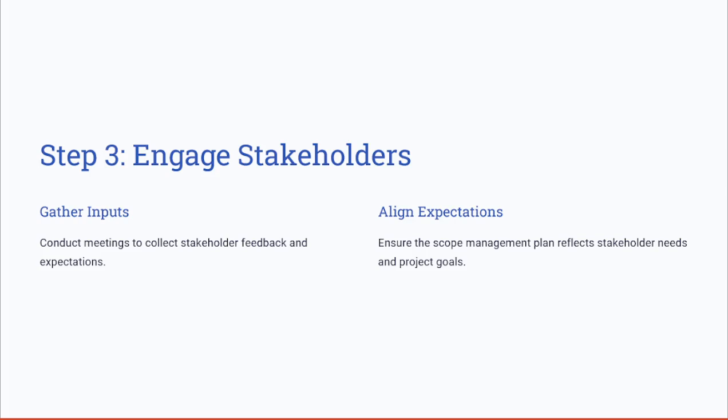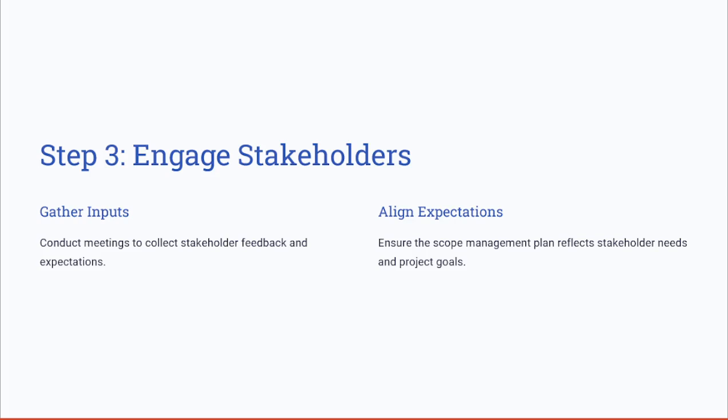The next step we are going to follow is to engage the stakeholders. Engaging the stakeholders ensures their expectations are captured and reflected in the scope management plan. Meetings can serve as a platform for collaboration and alignment, reducing the risks of conflicts later in the project.